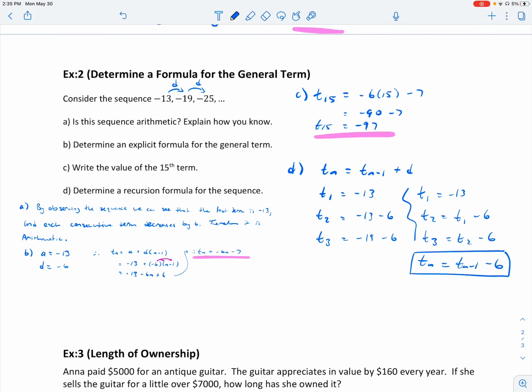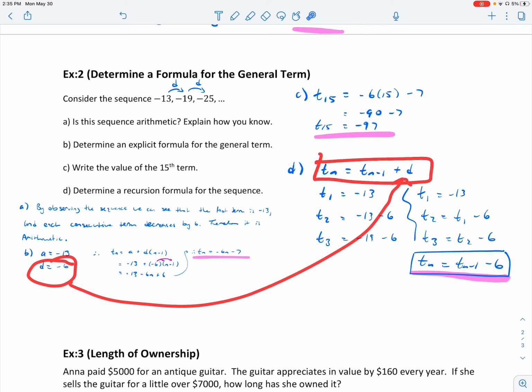So that's our answer for this one. Now, to do these questions, instead of writing this out here, I find it's helpful to just know this. And then whatever we calculate for d, which we already did a long time ago, we can just plug that in. And then you get your recursion formula.